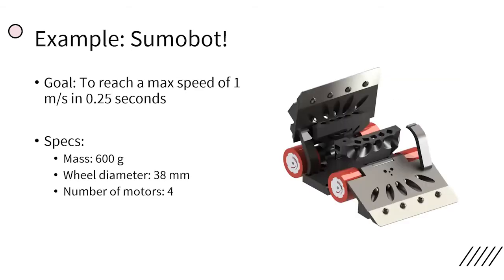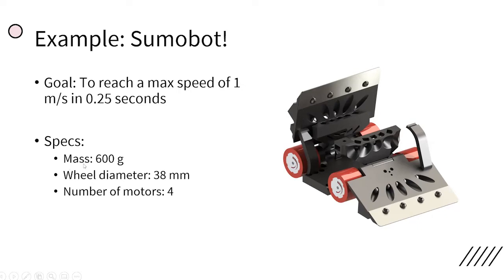Let's take a look at a quick example. In this case, we're going to use SumoBot, which is a common project that many of you are on actually, that RAS does every year. Let's say my goal for SumoBot is to reach a speed of 1 meter per second in 1/4 of a second. So we want to figure out what size motors we're going to need for this application. Here are just some general specs.